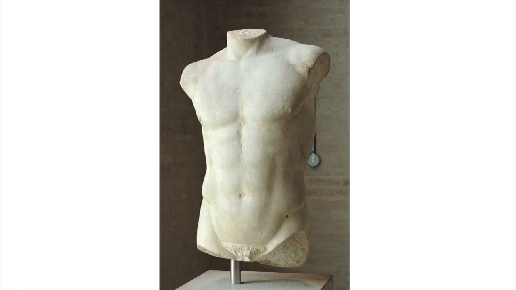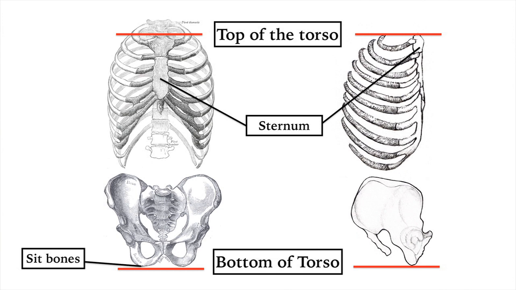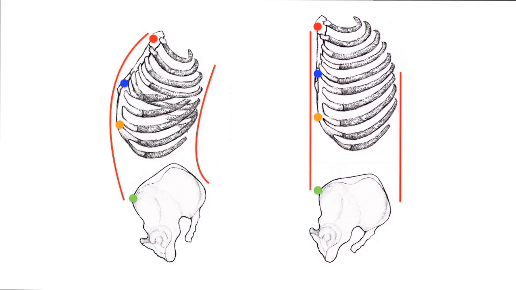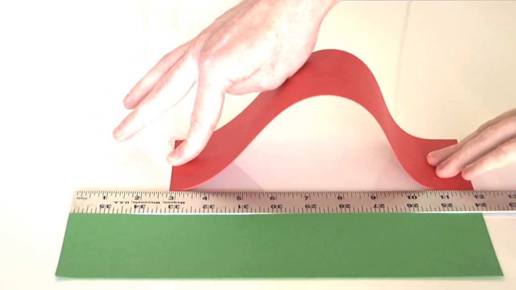There are two major bony structures in the torso, the ribcage and the pelvis. The torso is the heaviest part of the body, and so it's the primary consideration in all bodily movement. Ideally, the torso is not bent, because when it's bent, it is shortened. Understanding this is as simple as bending a piece of paper and seeing that it becomes shorter.